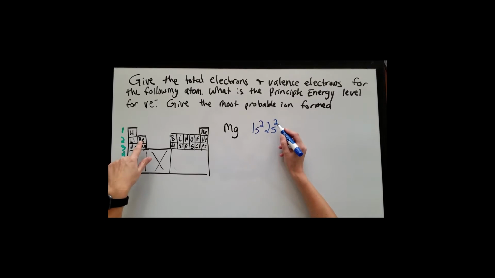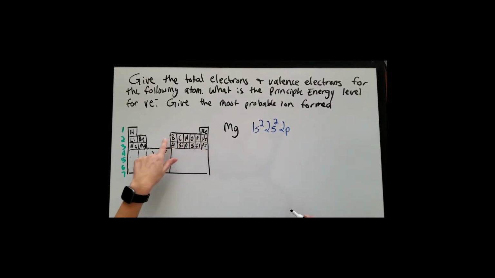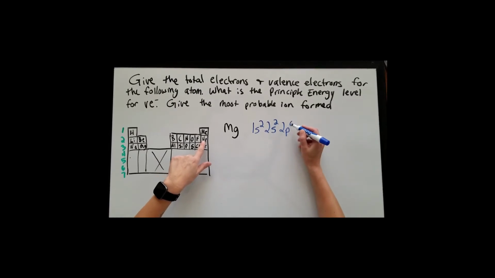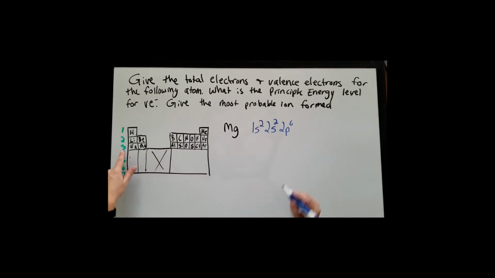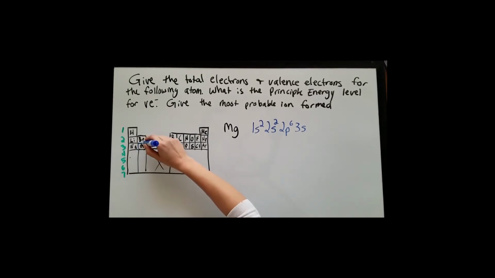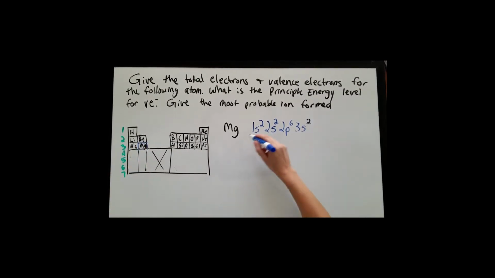Now I'm still in period 2, but I hit the p block next. And magnesium's not anywhere in the 2p block, so I want to go all the way through it. So 2p6 is going to bring me to neon. Okay, next I go to period 3. I hit the s block first. And notice magnesium is right here. It's in the s block, the 3s block. Which one? The second one. So 3s2, that would be the electron configuration of magnesium.